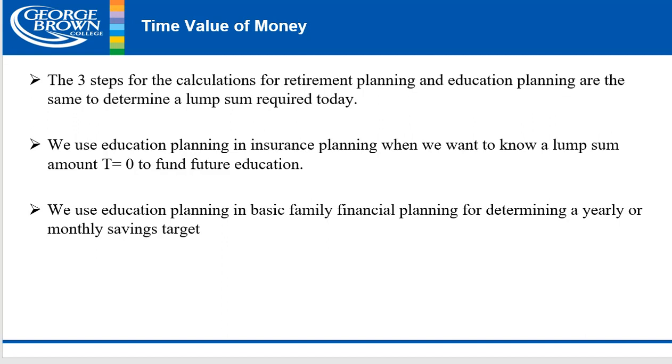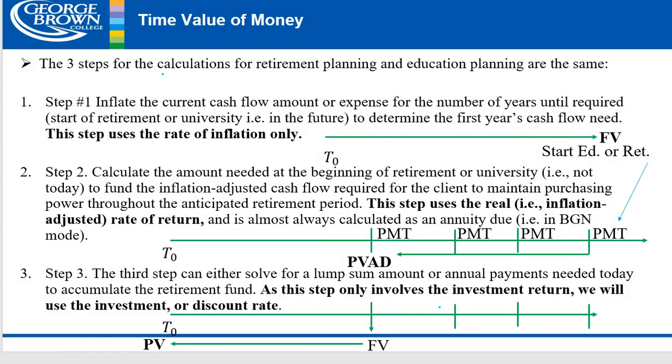We could also use education planning in basic family financial planning, where you say, I've got these kids, and university is very expensive, so how much do we need to start saving yearly or monthly into an education fund, so that we have a lump sum available when my child reaches university age. There are different types of applications, but the calculations are kind of the same, and that's the focus we'll work through in both Excel and with the financial calculator. We'll run through the 3 steps quickly, and then jump into step number 1.